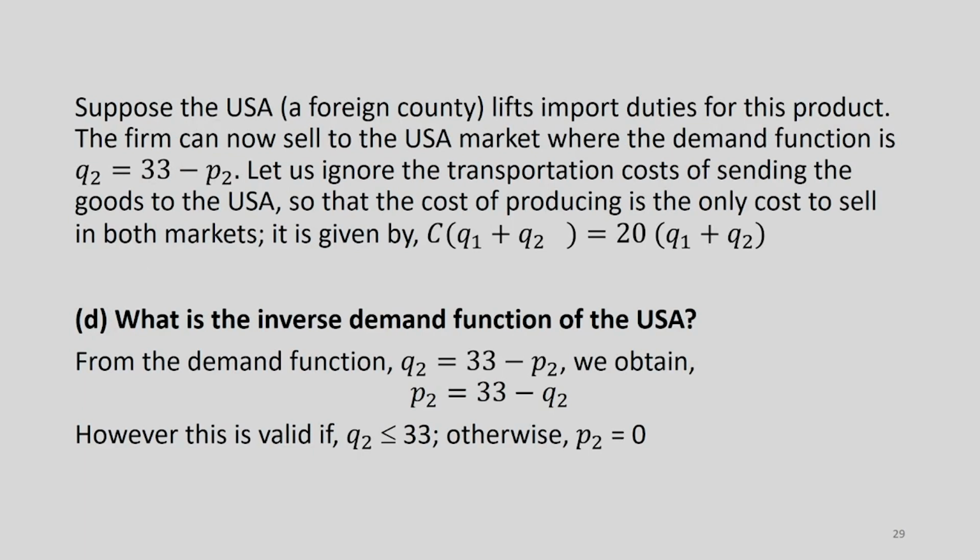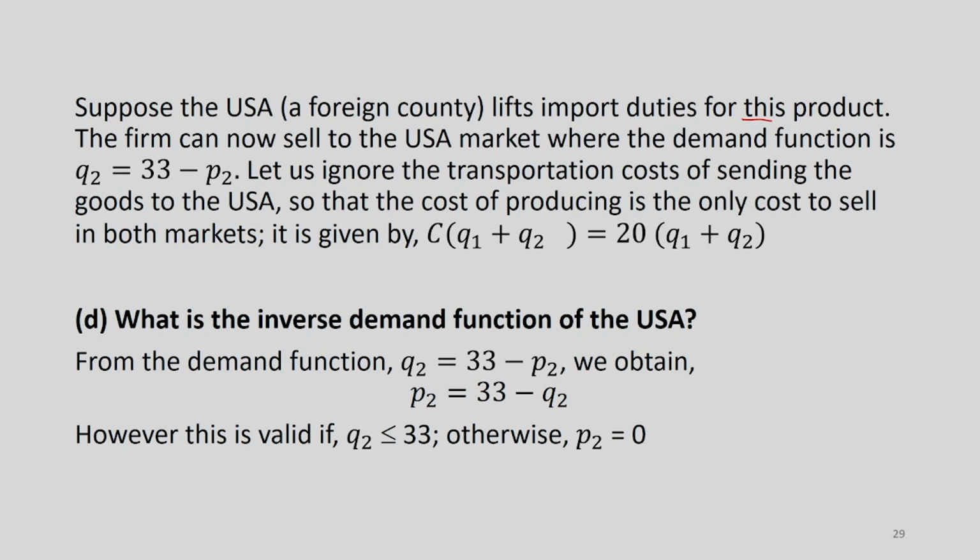All right, here is the foreign market. So I'll get another subscript here. Suppose the USA, a foreign country, lifts import duties for this product. For this product means the product that is produced by the monopolist firm. The firm can now sell to the US market where the demand function is Q2 is equal to 33 minus P2.